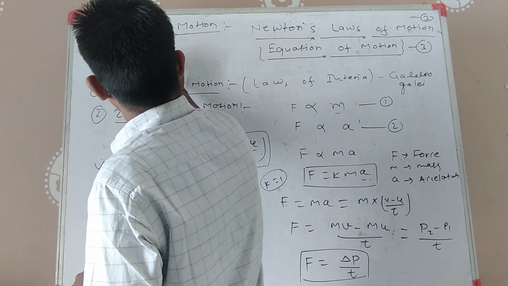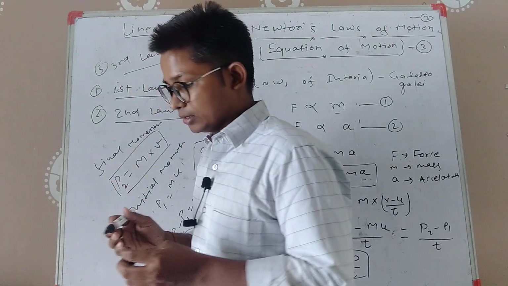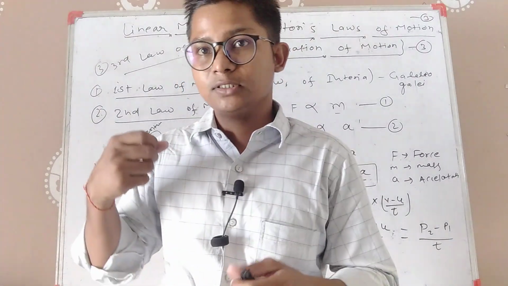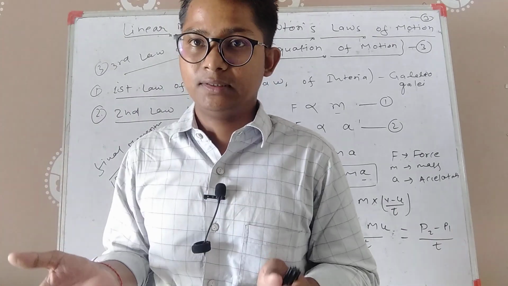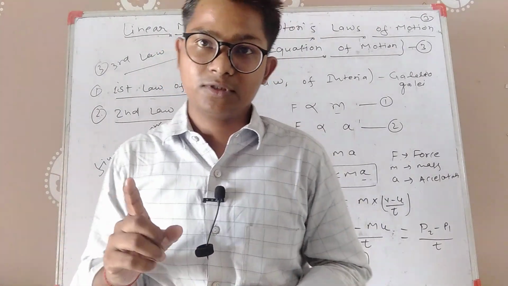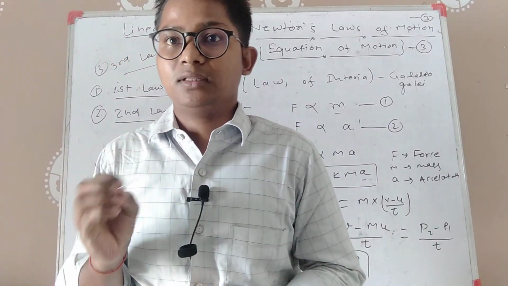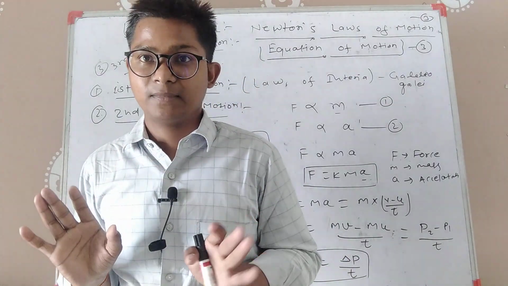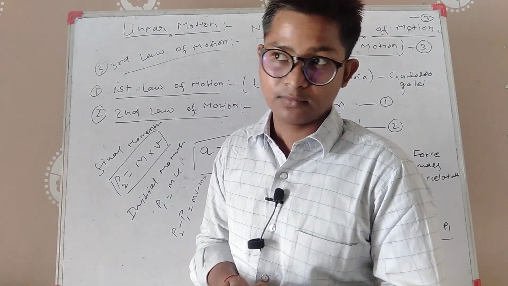The third law of motion states action and reaction. That means if a force is applied on any object, then there is an equal and opposite reaction. There is a force which is equal in magnitude and opposite in direction. If we apply force on any object, there will be a reaction in terms of force which is equal but in the opposite direction.